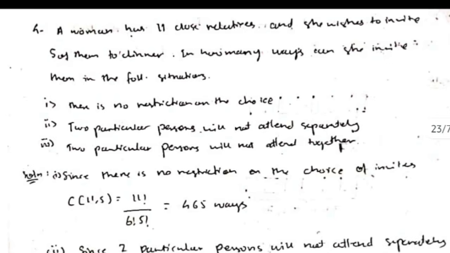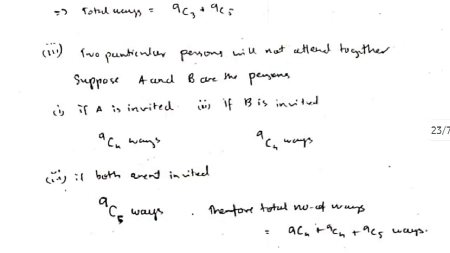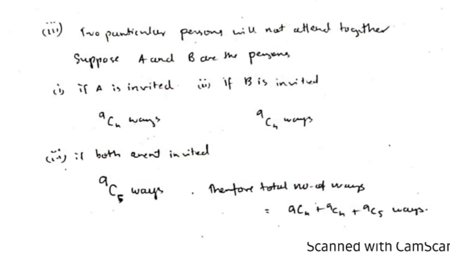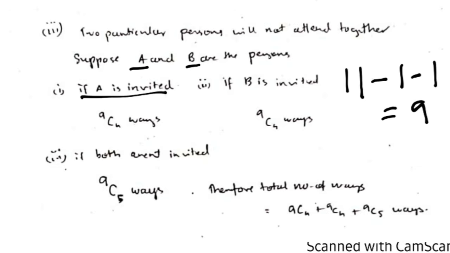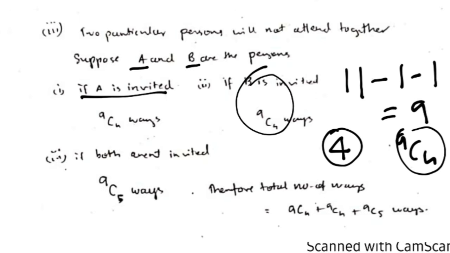In the third case we have been asked that 2 particular persons will not attend together. That means 3 cases are possible. Suppose the two persons are A and B. If A is invited, B will not attend. So A is invited, one is gone, and B will not come since A is invited. The total number of people remaining is 9, and since we have to invite 5 people and A is invited, 4 remain to be chosen, so 9C4 is the number of ways. Similarly for B also it's 9C4.